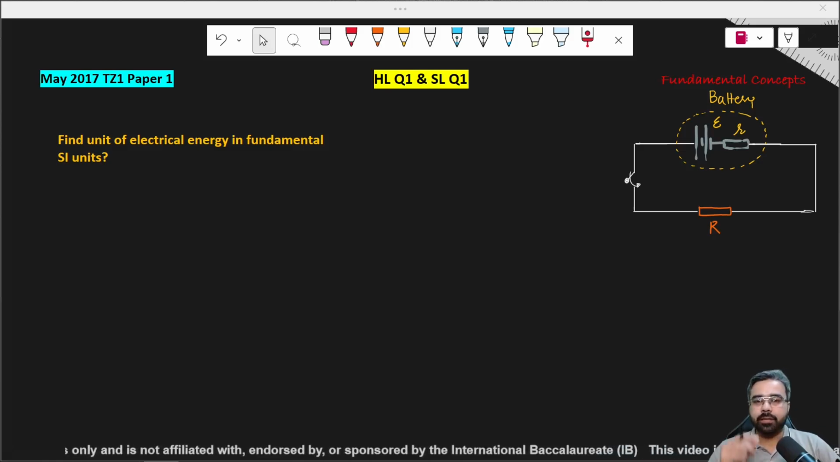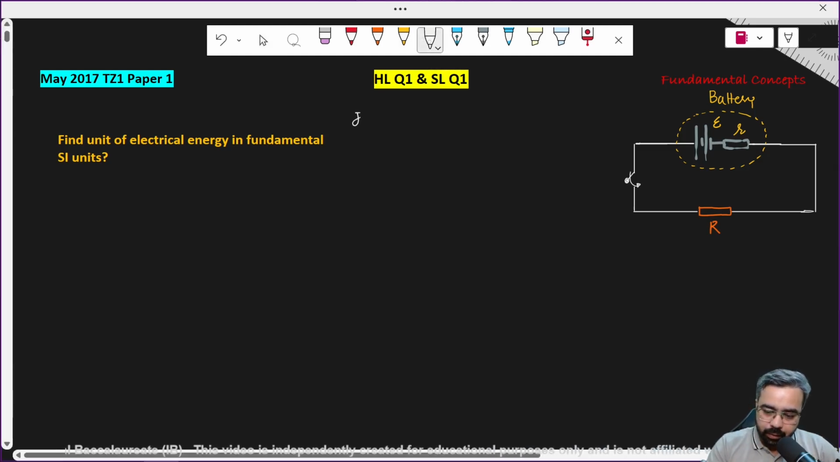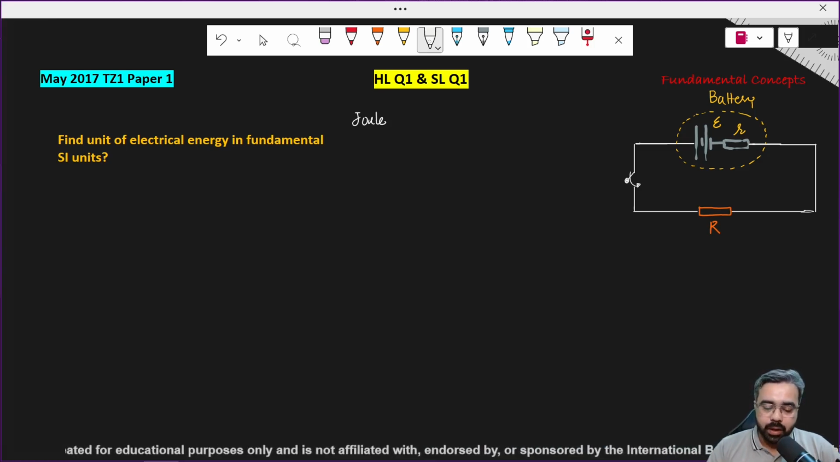In this question, we have to find out the unit of electrical energy in terms of fundamental SI unit. Although there are various forms of energies, all types of mechanical energy, thermal energy, sound, electrical, all the forms of energies have the same unit, that is joule. And you can express joules in terms of fundamental SI unit, but in this question, we will find out first of all the joule in terms of fundamental from its specific circuit.